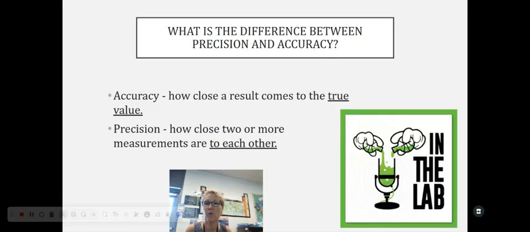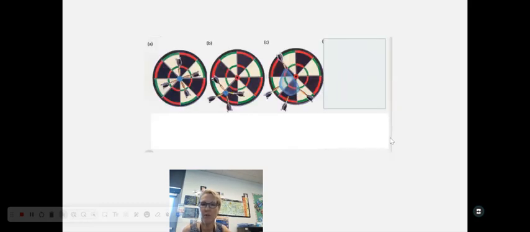So first, when you're in the lab and collecting data, you're going to want to understand two words: accuracy and precision. Accuracy has to do with how close your data comes to a true value, an accepted value. Precision is how close your measurements, your data, are to one another. That means reproducibility. This dartboard will help illustrate what I'm talking about.